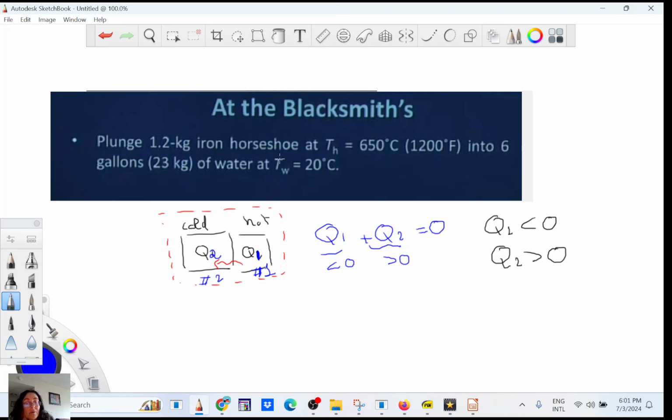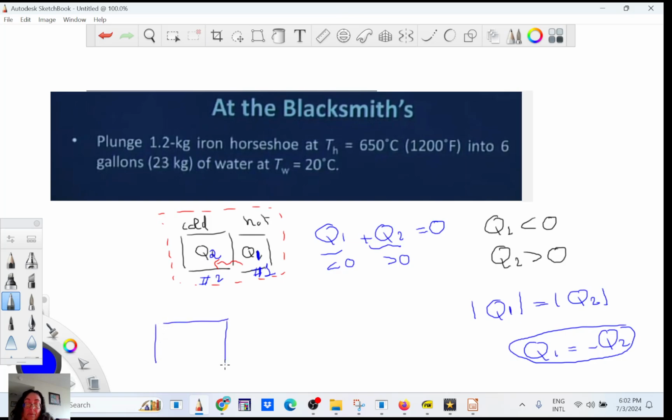With these kinds of problems, you have different ways to do it. Now, if you take the absolute value of Q1, it's going to be positive, so then it's going to be equal to the absolute value of Q2. Otherwise, you can say Q1 equals minus Q2. Okay? So what's happening here? You have two systems, so two objects.